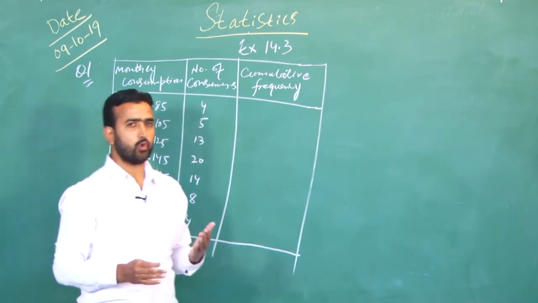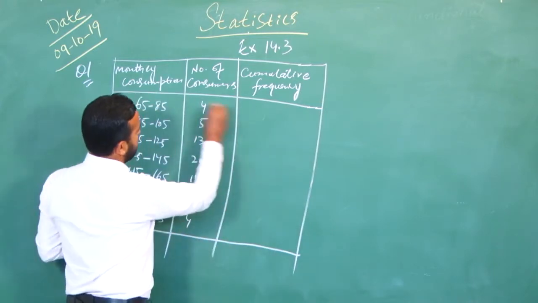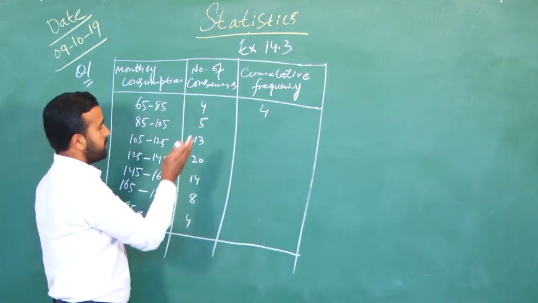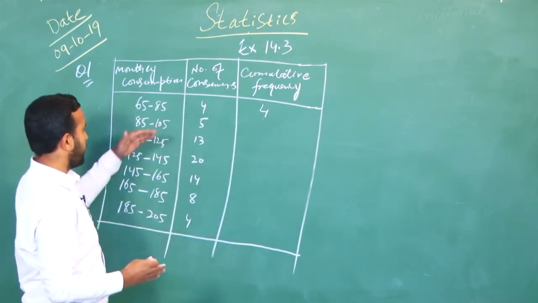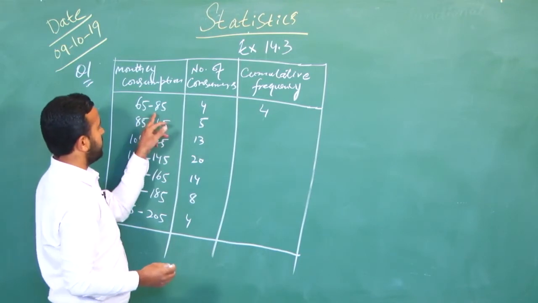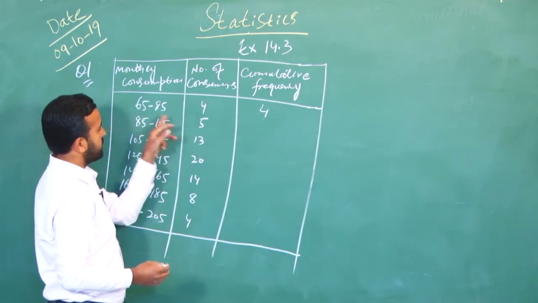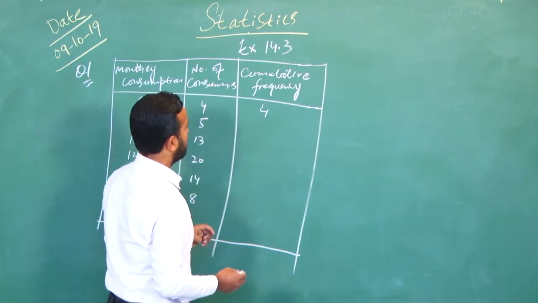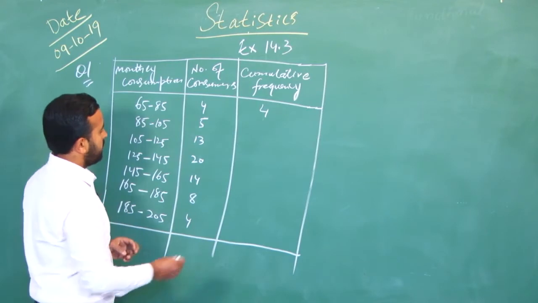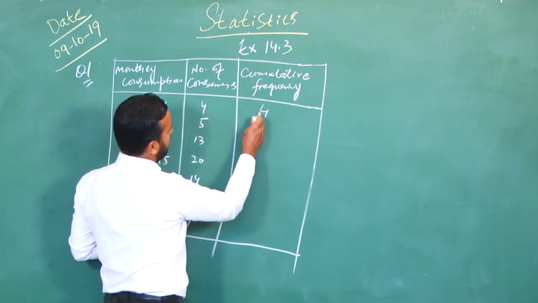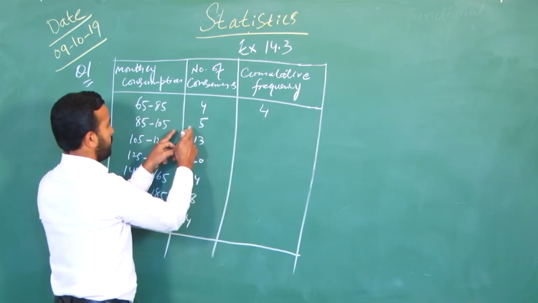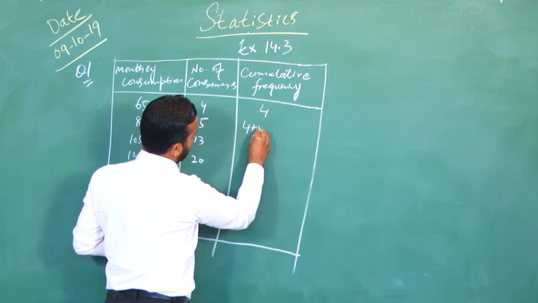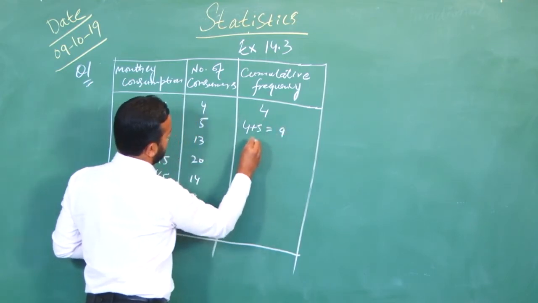Cumulative frequency is the sum total of the frequencies. In the first one we will write 4, because we are going to add up the frequencies group by group. Starting with the first group, 65 to 85, the frequency is 4. Then we add this 4 to the next group's 5, which gives 9.